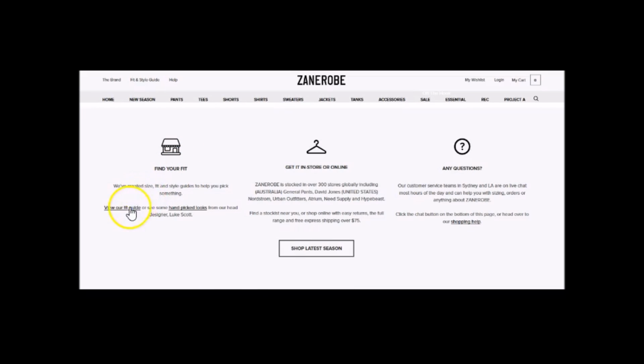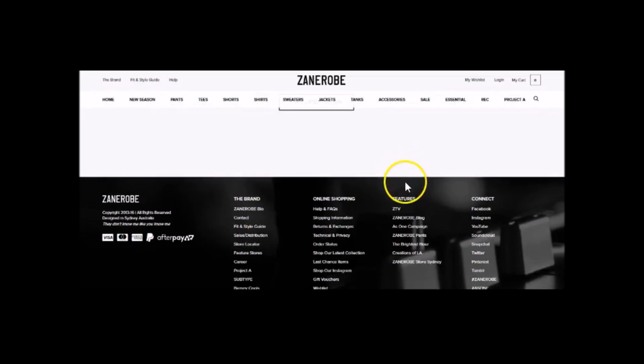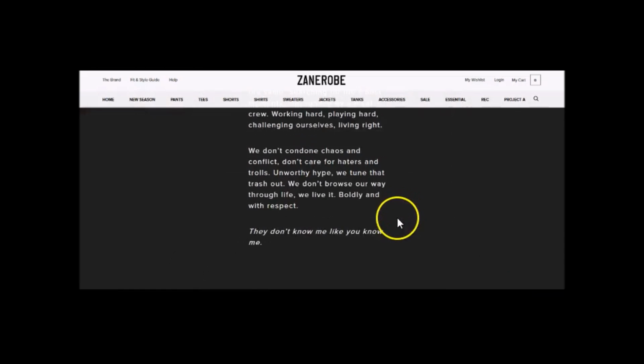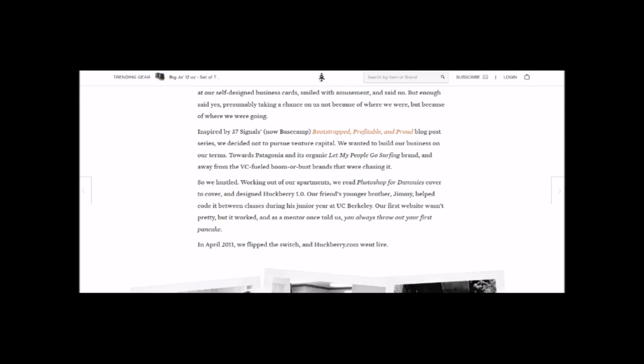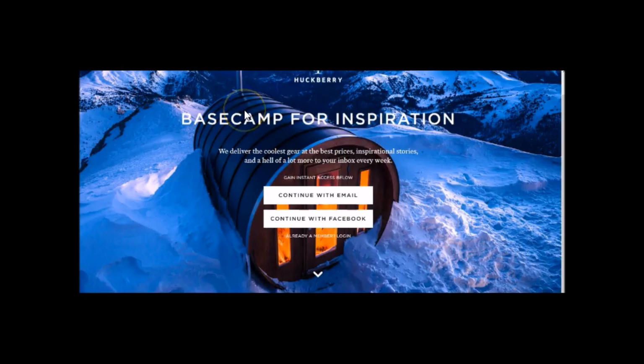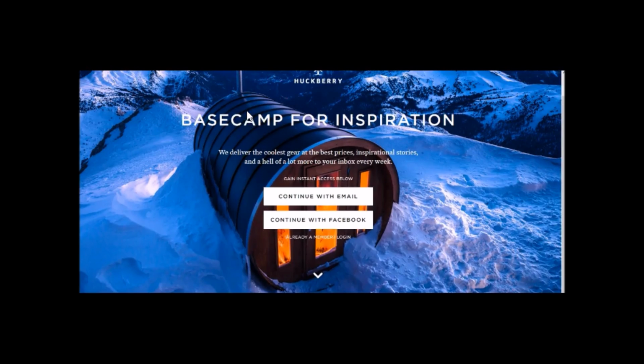Find your fit. They've created a style guide to help fit your stuff right, which I imagine is part of the reason why they started the brand, to get stuff to fit right, etc. Get it in store or online. If you got questions, you can hit them up. So I thought they had a pretty nice About Us page too. So this one's by far my favorite, the Huckberry one, because it's such a bootstrap story and everything. But you guys get the point.